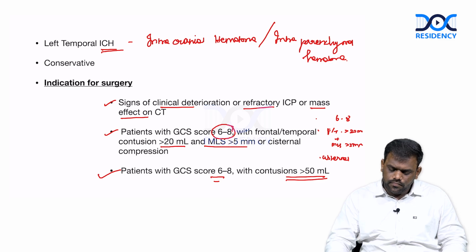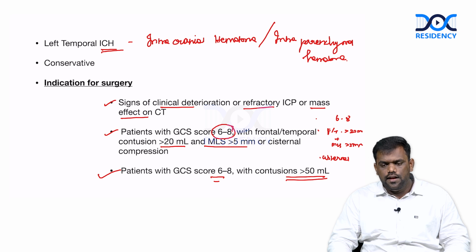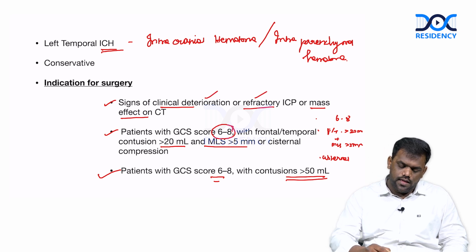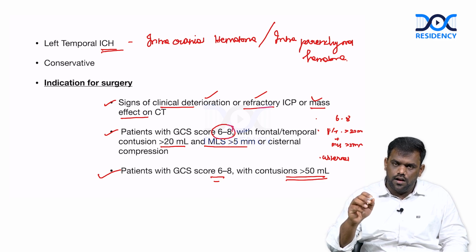So these are the various indications for surgery. Whenever there are signs of clinical deterioration, or raised ICP, or mass effect on the CT, take the patient for surgery. The next indication is the GCS score. When assessing the GCS score, if it is 6 to 8, you have to see the site of the contusion, whether frontal or temporal.